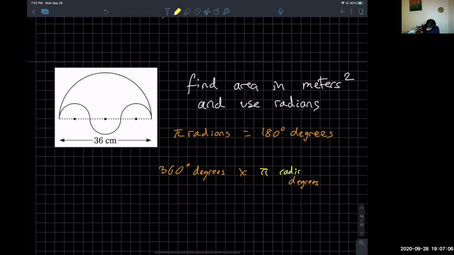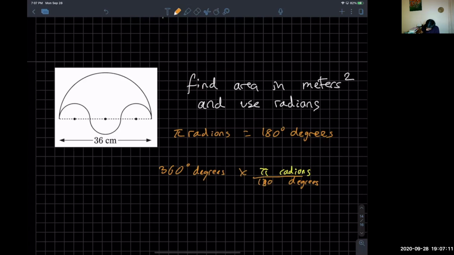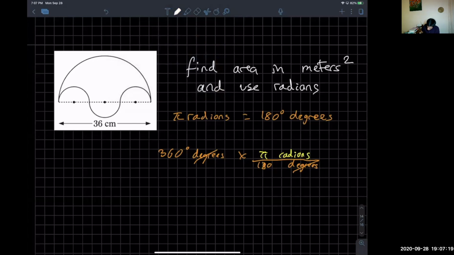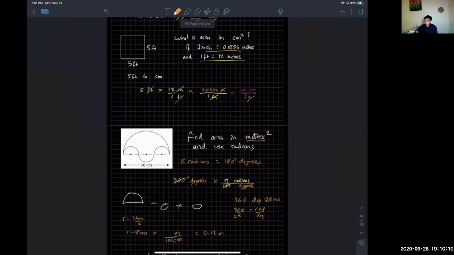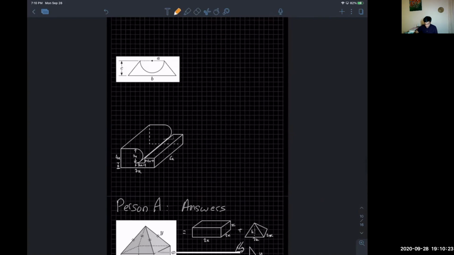Pi radians divided by 180 degrees, right? So the degrees cancel out. And then essentially 360 degrees becomes, this and this cancel out, so 2 pi radians, right? Cool, all right, so this was the total for the easy part.